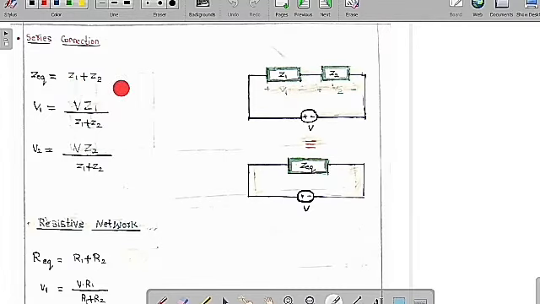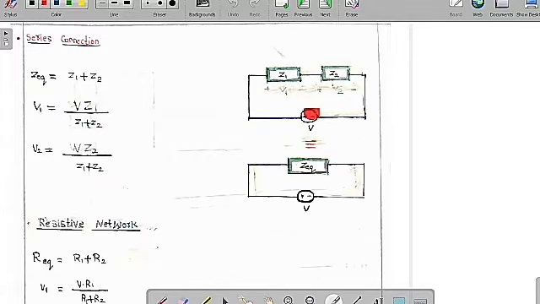So clearly Z equivalent is equal to the sum of the individual impedances, which is Z equivalent equals Z1 plus Z2, whereas V1, by the voltage division principle, is the supply voltage into the impedance across which the voltage is taken, divided by the sum of the overall impedances. Therefore V1 is equal to V into Z1 by Z1 plus Z2. Similarly V2 is equal to V into Z2 by Z1 plus Z2. So this is for the general format.